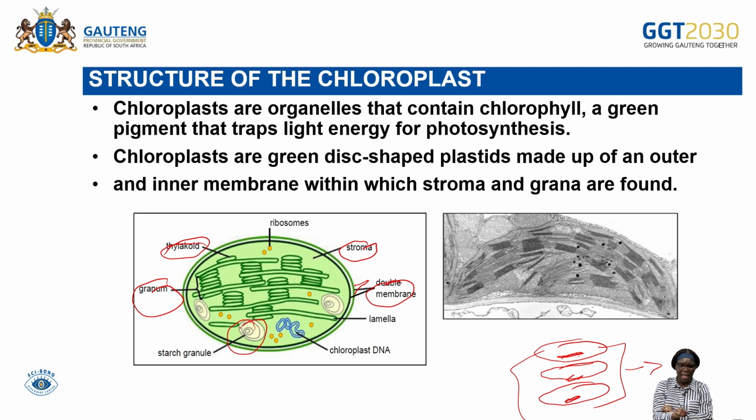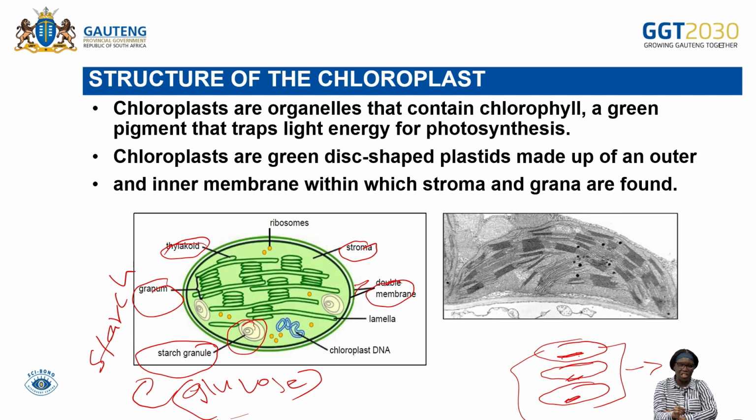And we also have the starch granule. The starch granule is where starch will be stored. The starch that will be produced after photosynthesis, after the dark phase of photosynthesis. Then the product that we are going to talk about is glucose that is produced. But this glucose in the plants will be stored as what? Will be stored as starch. And where? In the chloroplast, in the starch granule.